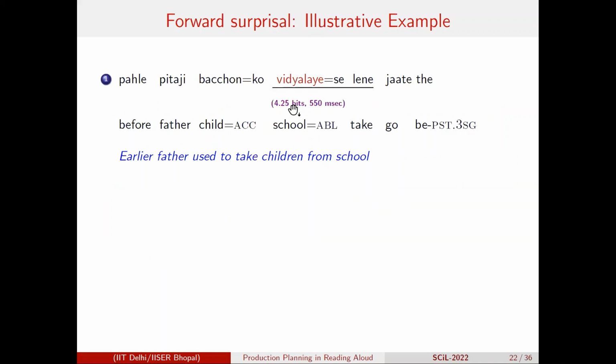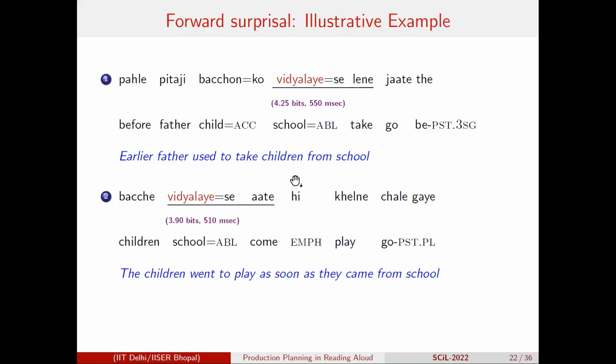So this particular example illustrates the efficacy of forward trigram surprisal. Here are two sentences from our corpus, and here the forward surprisal models the fact that if the upcoming context is predictable, then the surprisal of the word gets low, and that's what is also reflected in the reading time of this particular word. So the region of interest here is Vidyalaya, and Vidyalaya se Ana is more probable and more frequent in the training corpus as compared to Vidyalaya se Lana or Lene, and that's what is also reflected in the reading time of this particular word Vidyalaya.